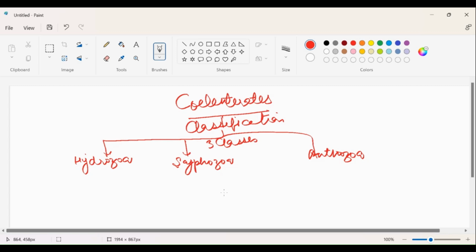So, students, welcome to the next lecture. We are continuing the classification of coelenterates. As I told you in my previous class, coelenterates are divided into three classes: hydrozoa, water animals; scyphozoa, these are cup shaped animals. Scyphos means cup. And anthozoa, that is the third class. Anthos means flower, flower type animals. So we'll continue with the second class.